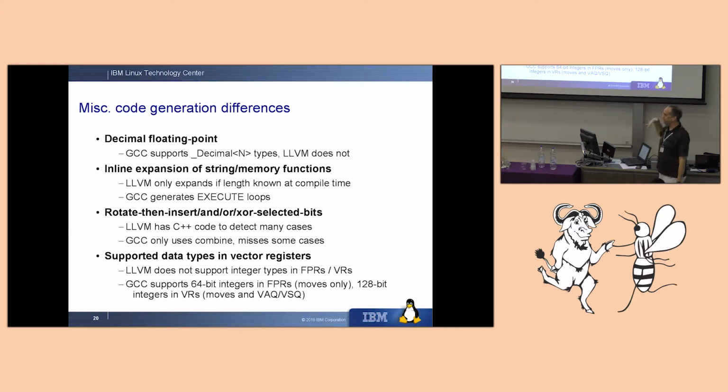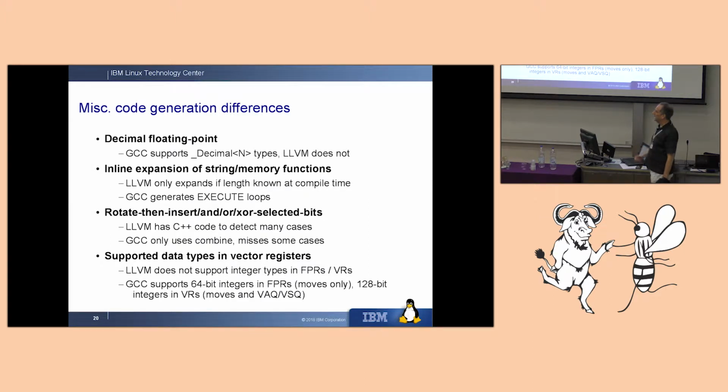Inline expansion of string and memory functions is always a topic. Depending on architecture, sometimes it's better to expand, sometimes it's better to not expand. Right now in LLVM, we only expand them for known length. In GCC, we try to expand them also, often for unknown lengths, using various other special constructs that we have. We don't do that in LLVM yet, and it's not really sure if it's a good thing or not, but something to look at.